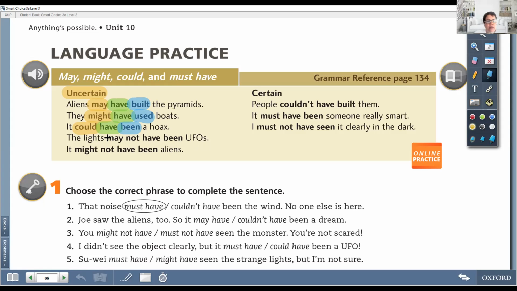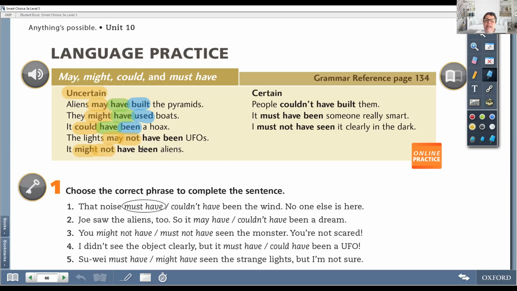Here. I can use the negative too, no problem, right? We just have to use the word not with the modal verb. It might not, and then the same thing, right? So in the negative, the examples become like this. The lights may not have been UFOs. So we are talking about something that may not have been possible in the past. I'm not so sure, so I'm just kind of guessing, okay?